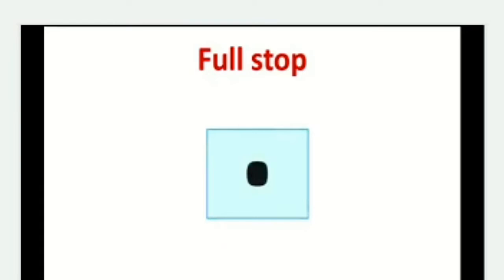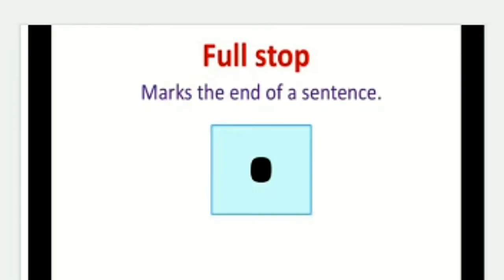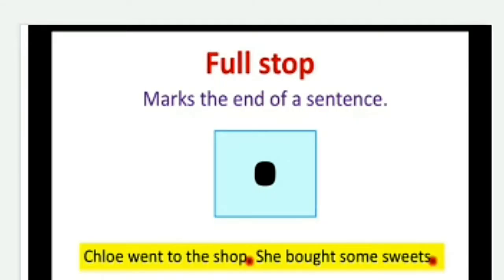First, full stop. Where is the full stop used? To mark the end of a sentence. When the sentence is completed at the end, you should mark it with a full stop. For example, Chol went to the shop. She brought some sweets. Chol went to the shop. Full stop. She brought some sweets. So, when the sentence is completed at the end, you mark it with a full stop.